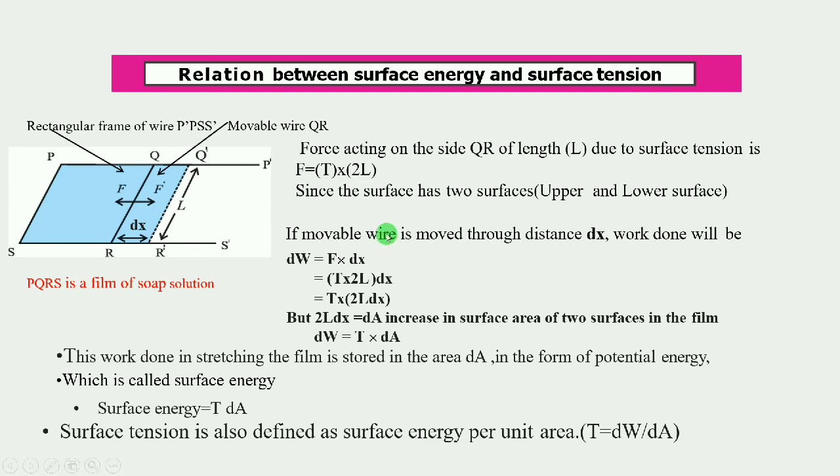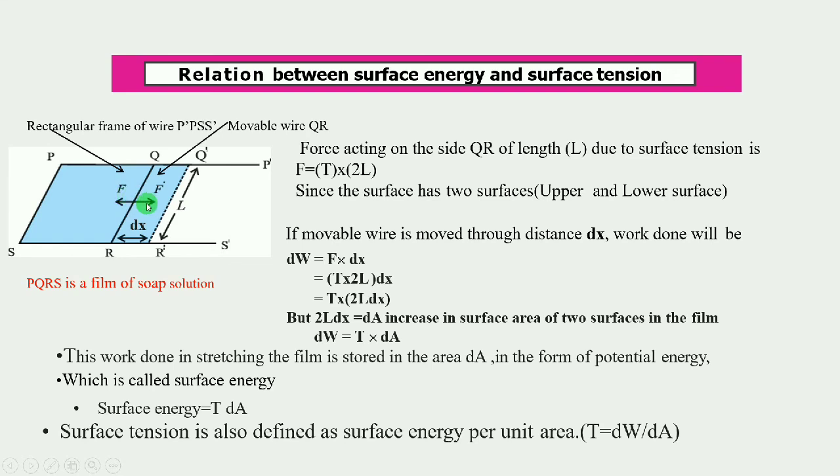Now, writing the expression for F, we already know T equals F upon L. So F will be T into L. Here we multiply by 2, because we consider both sides of the surface film, the upper and lower side. So F equals T into 2L. Now suppose we want to move this wire through a distance dx by using a force which opposes this force due to surface tension.